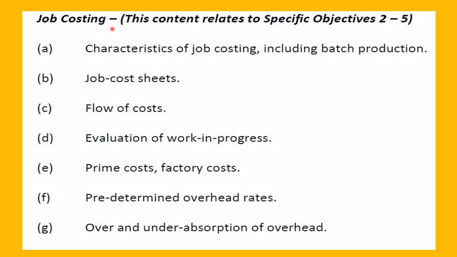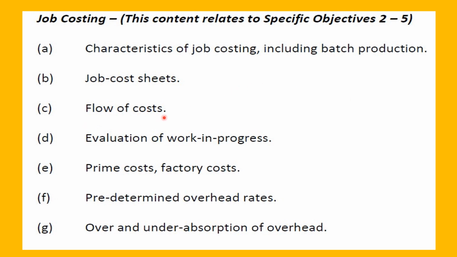The next topic is job costing, and it relates to specific objectives 2 and 5. The first is the characteristics of job costing. You should be able to describe it here. I think this came in last year's paper. It also includes batch costing, where the units of the job are done in batches. Job cost sheet: you can use any format you like, sideways or downwards, but you must show the elements of cost on it: raw materials, labor, overhead, and then a markup on the total cost.